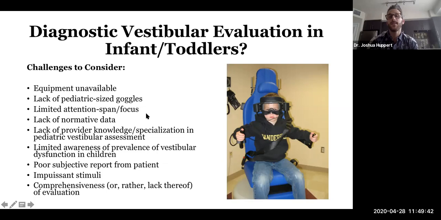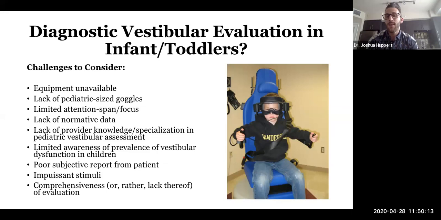There's really not a lot of normative data to look to. So oftentimes we're looking at adult data and sort of taking into account the maturity aspect of the system. There's a lack of provider knowledge and specialization in pediatric balance assessment. Again, they may not have the equipment, but if they do, they may not necessarily know how to use it. Limited awareness of the prevalence of balance dysfunction in children. As I showed you guys earlier, it's a little bit more prevalent than we think, particularly in that population with hearing loss.